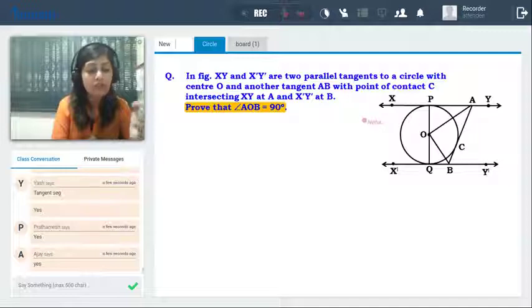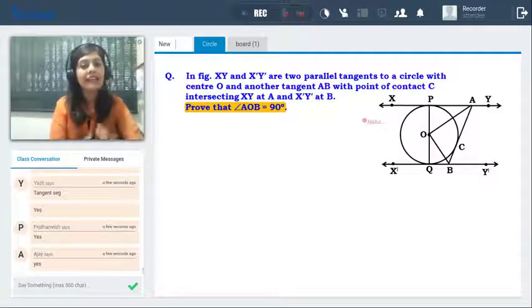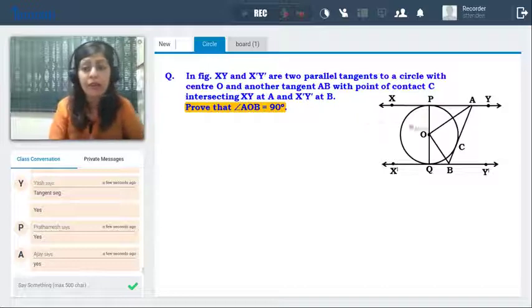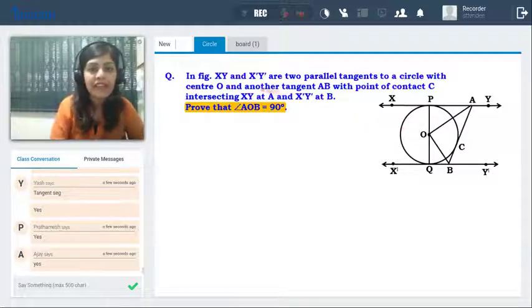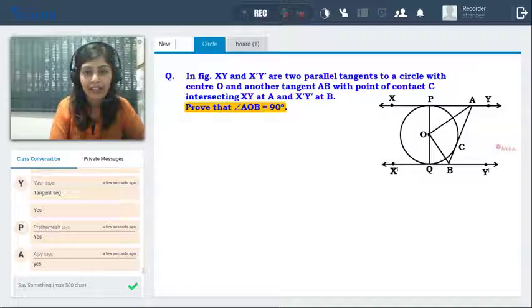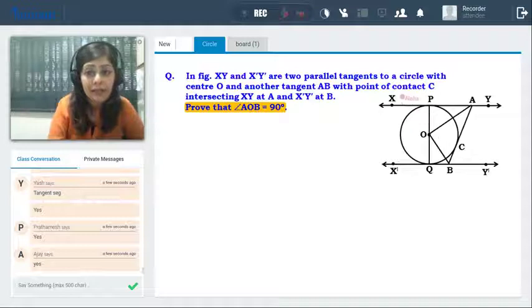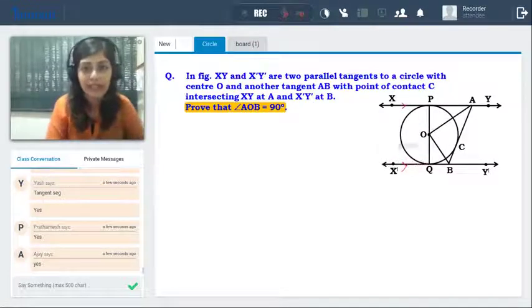People, whenever I talk about certain rules or something that has to be there, you should make a note of that. For example, now I'm going to talk about a third rule. In the figure, XY and X'Y' are two parallel tangents. Just remember them. I'm just going to mark the parallel sign. Okay, and we'll see when to use that.